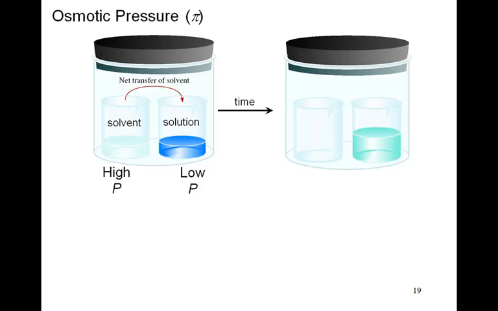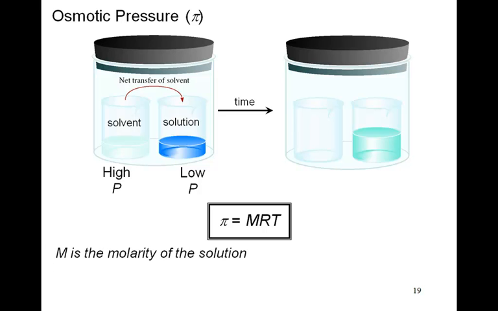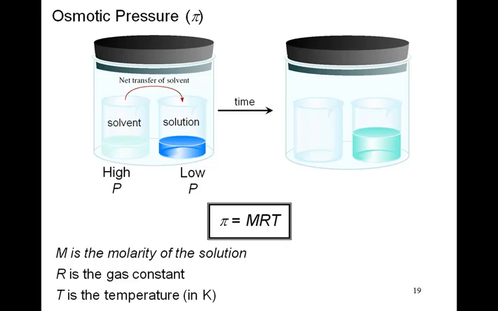Now, there is an equation associated with osmotic pressure, and that equation looks like this. Osmotic pressure pi is equal to M times R times T, where M is the molarity of the solution, R is the ideal gas law constant, and that is the value 0.0821 liter atmospheres per mole Kelvin, and T is the temperature in Kelvin.